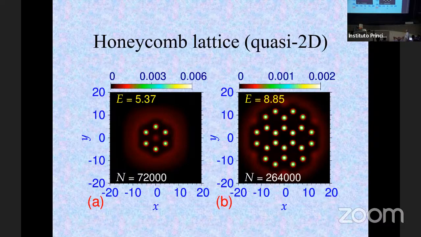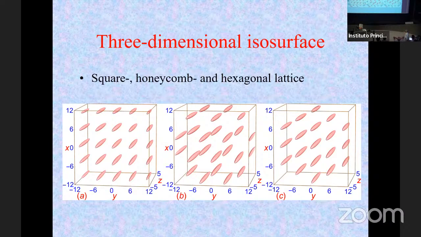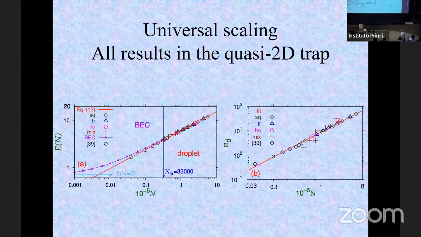A three-dimensional isosurface of these things: this is the square lattice, this is the honeycomb lattice, and this is the hexagonal lattice. So now it's xy, and z is the perpendicular plane. Previously, we were observing a section of this in the xy plane. But what is the universality in there?